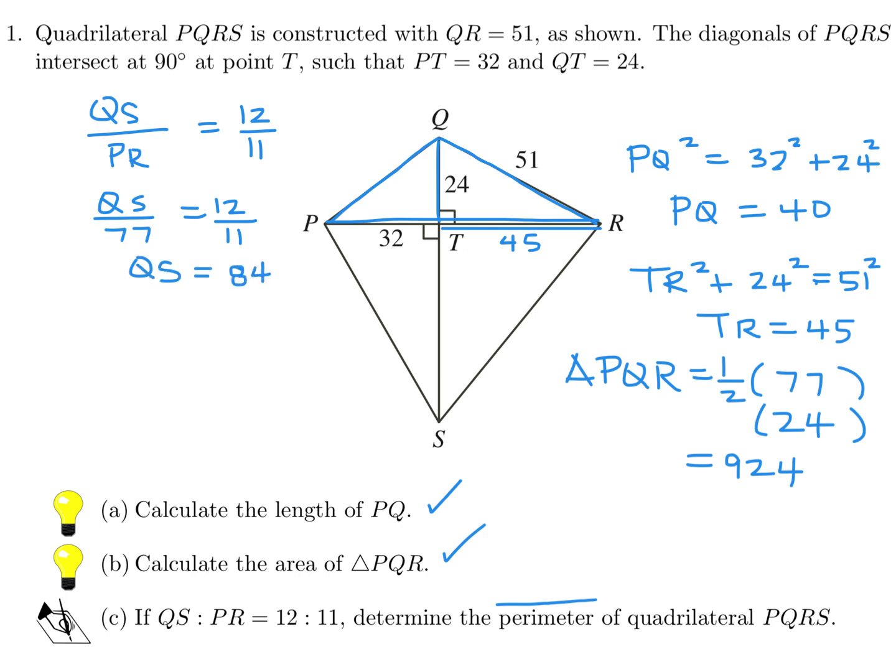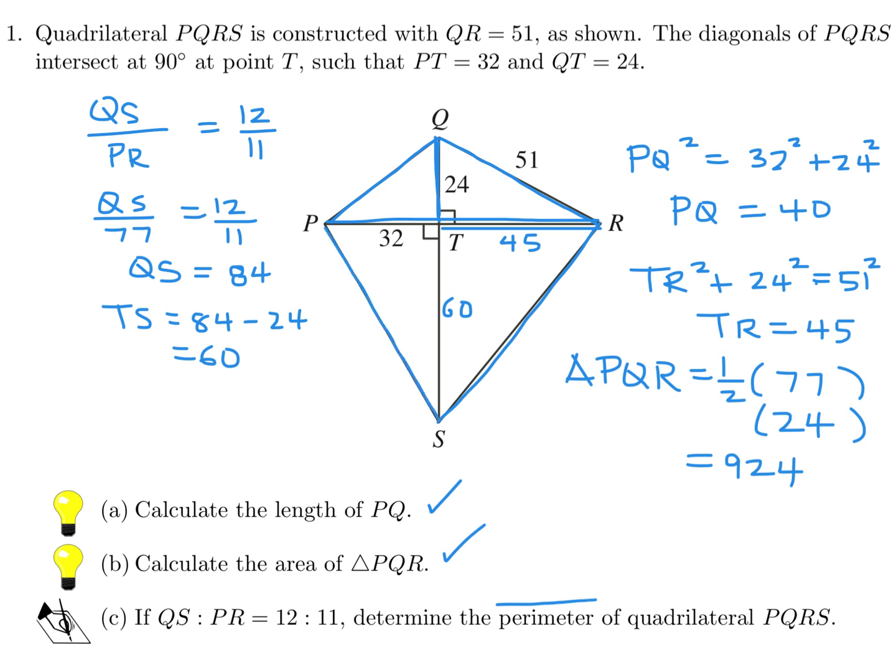Okay, so if QS is 84 and QT is 24, that means TS would be 84 minus 24, which I believe is 60. So put that in there. And then finally, the perimeter of PQRS, so the whole thing, I guess.